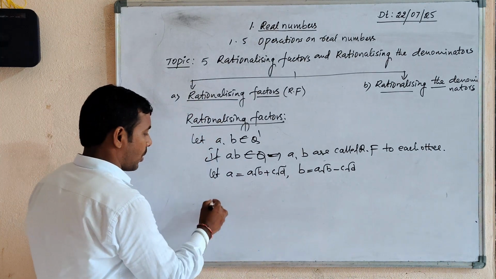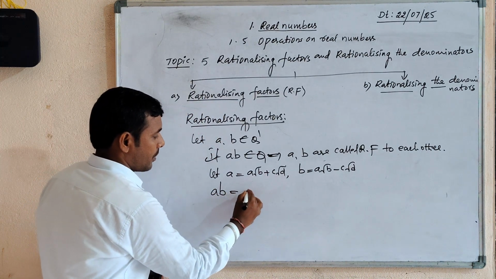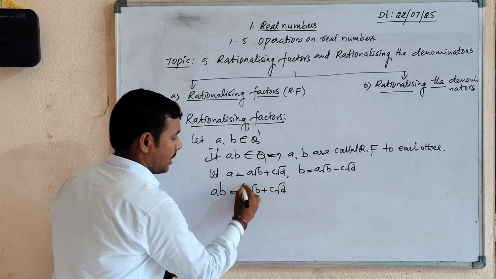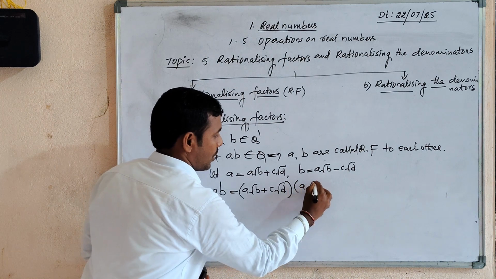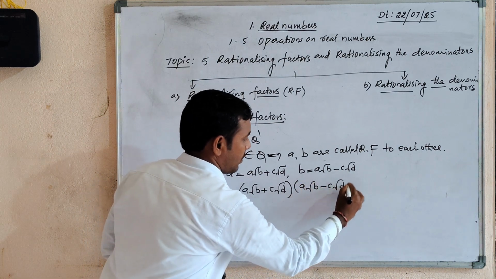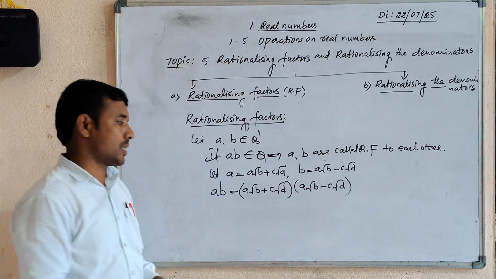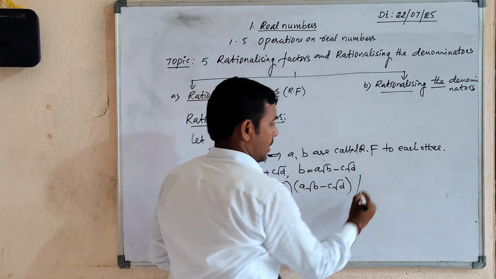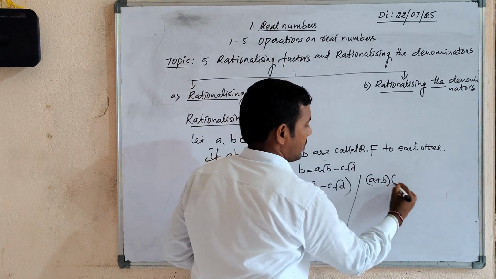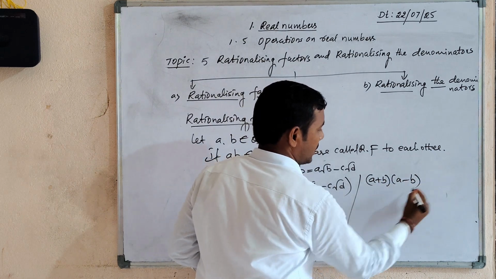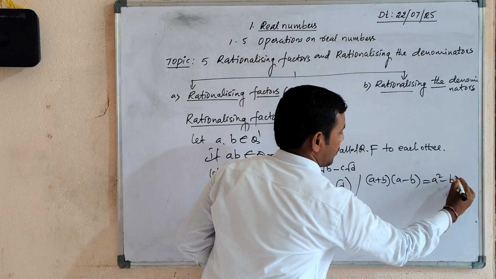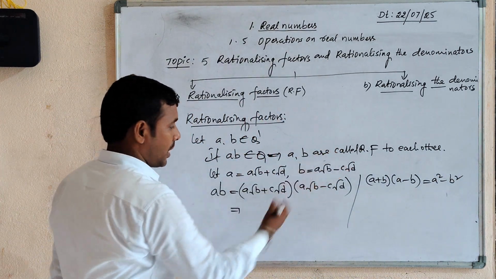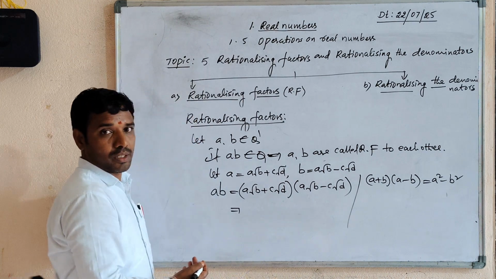Let us go with their product, that means ab: a into square root of b plus c into square root of d, into a into square root of b minus c into square root of d. Let us see their product. It is in the form of (a plus b) into (a minus b). What is this answer? a square minus b square, no? That is one of the identities. With the help of that identity, we can work out this answer.